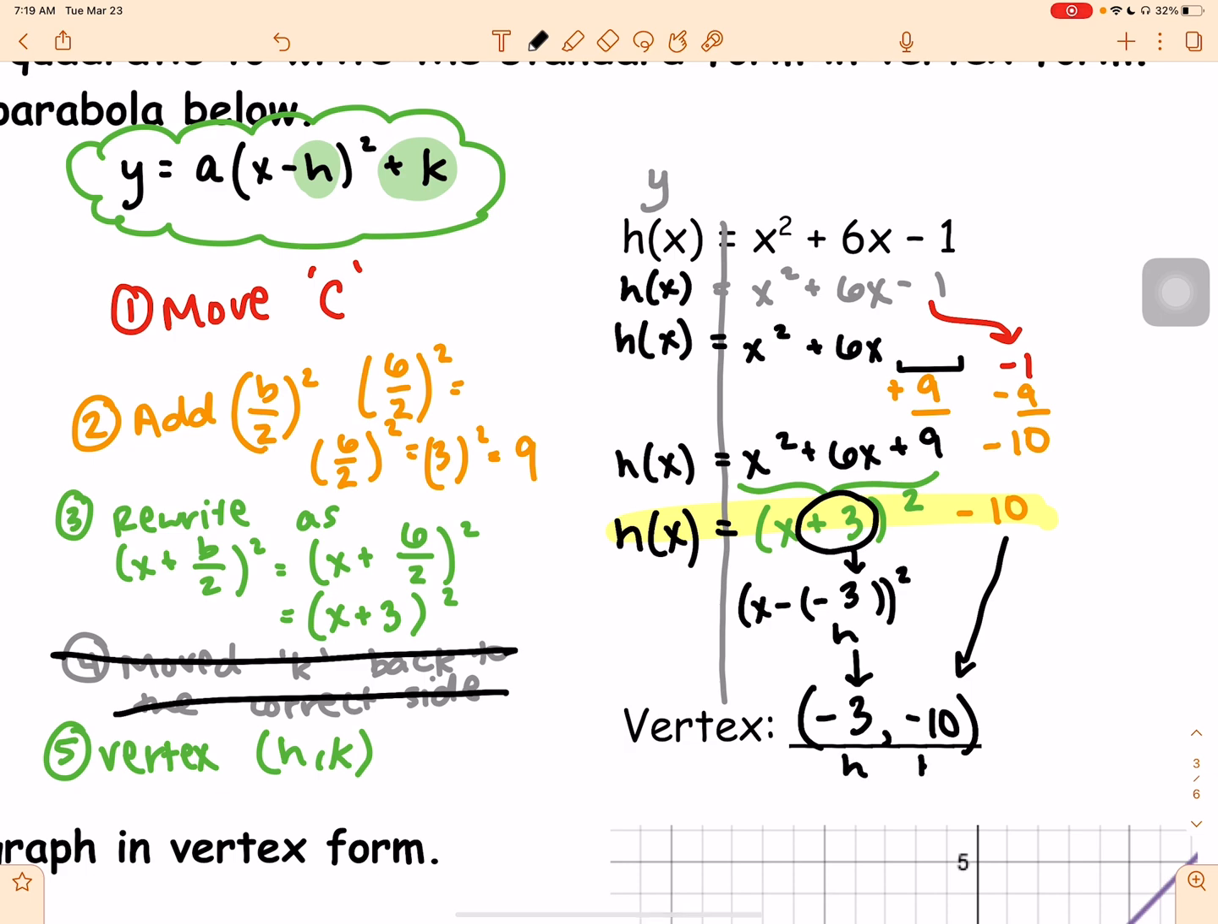So this is your h comma k. That vertex will look something like this on the graph. That would be your vertex right there.